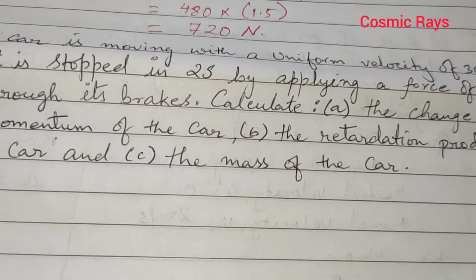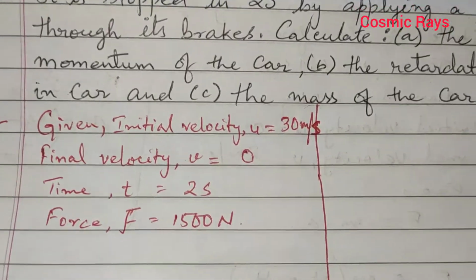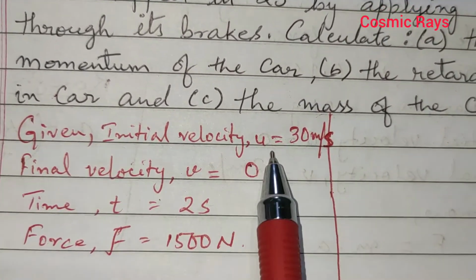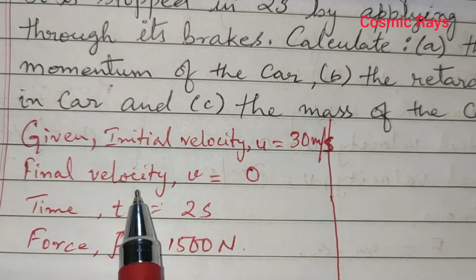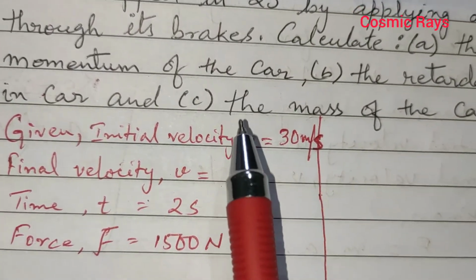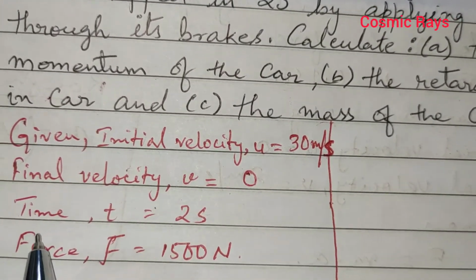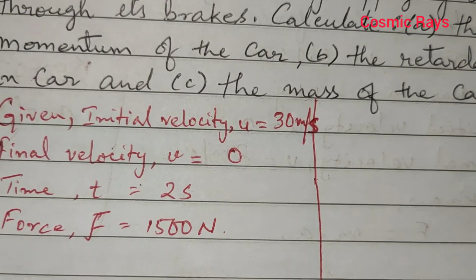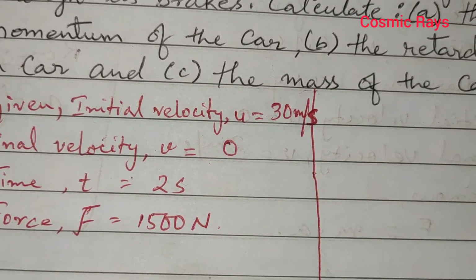As usual, first we will write the given things. That is, initial velocity u is 30 meters per second, final velocity is 0 because the car is coming to rest, time t is equal to 2 seconds, and force applied is 1500 Newton. Now first of all we have to find out the change in momentum.